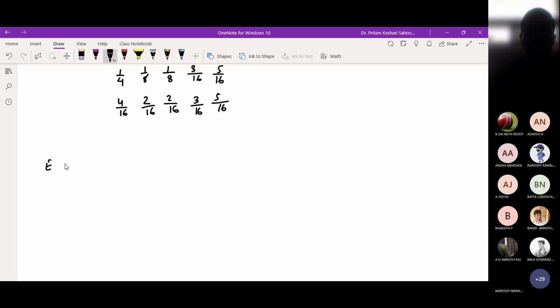So symbol E having probability 5 by 16 is the highest probability, so that I will write first. The next highest probability will be 4 by 16, which is for symbol A. The next highest probability is 3 by 16, which is for symbol D. Next, there are two probabilities which are equal, for B and C. So you can write either one first, either one second. There is no issue at this stage.